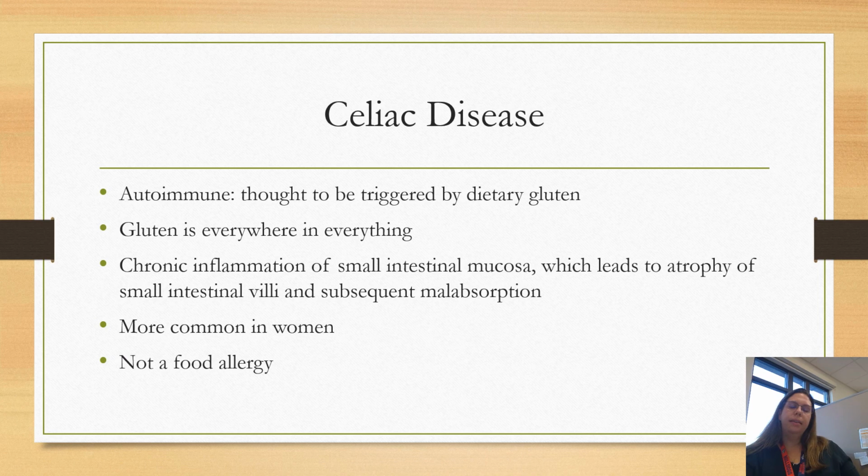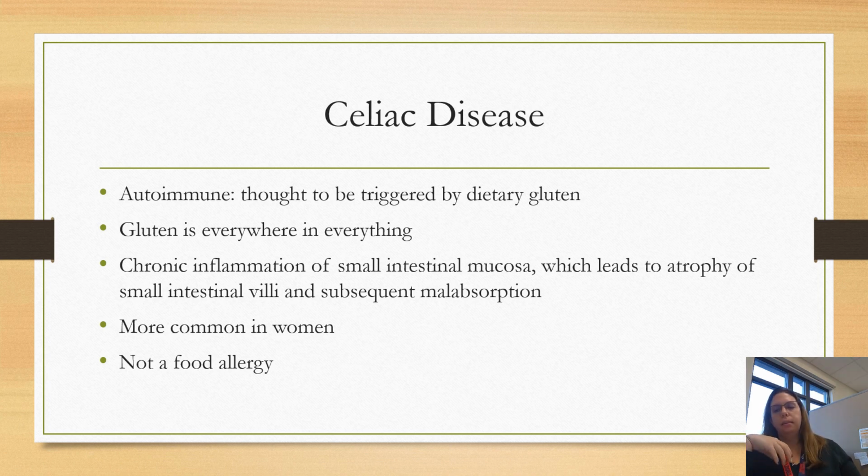Celiac disease is an autoimmune disorder that's thought to be triggered by dietary gluten. Treatment is don't eat gluten, or no contact with gluten. It's a chronic inflammation of the small intestinal mucosa, which leads to atrophy of small intestinal villi and subsequent malabsorption. So there's a lot of $40 words in there.